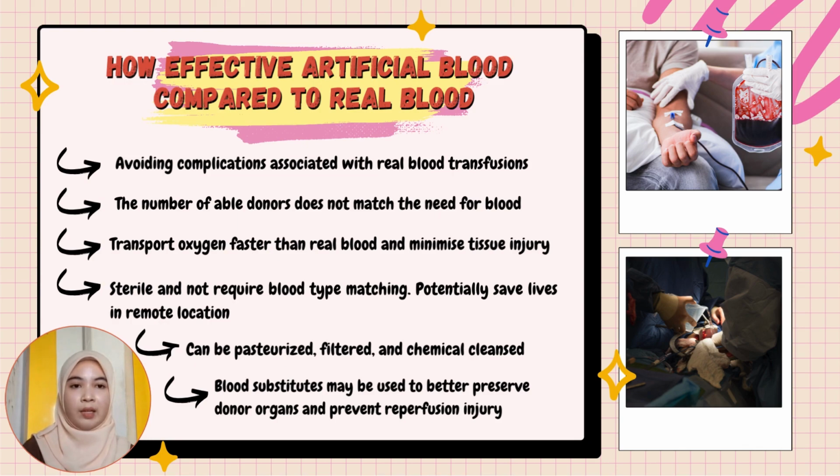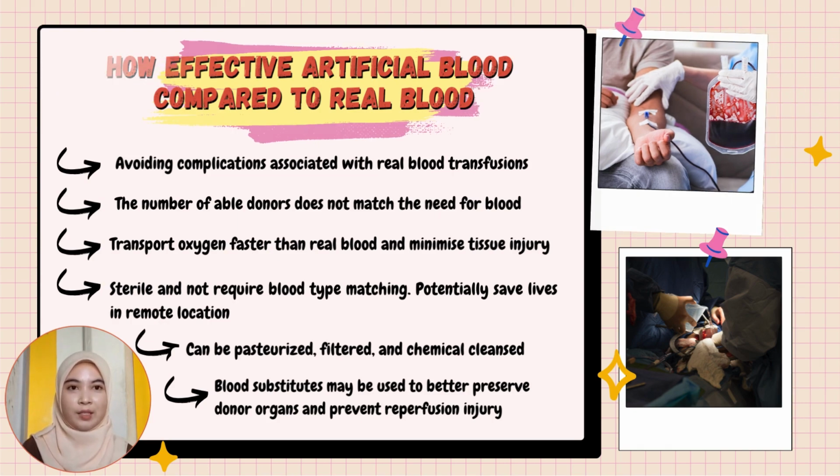Third, artificial blood might transport oxygen faster than real blood in an emergency situation, and it can also minimize tissue injury during a heart attack. Next, artificial blood is sterile and does not require blood type matching, so it could potentially save lives in remote locations. Next, unlike real blood, artificial blood can be pasteurized, filtered, and chemically cleansed. And last but not least, blood substitutes may be used to better preserve donor organs and prevent reperfusion injury, which is organ tissue injury caused by the return of blood supply.